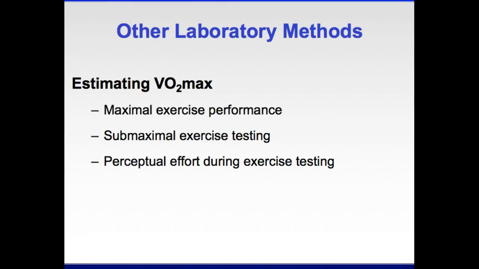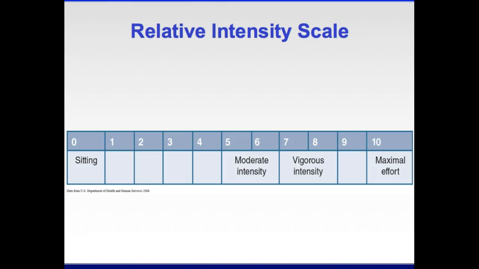Other laboratory methods for estimating VO2 max would be maximal exercise performance, submaximal exercise testing, and perceptual effort during exercise testing. Relative intensity scale: sitting, 0, to 10, maximal effort.